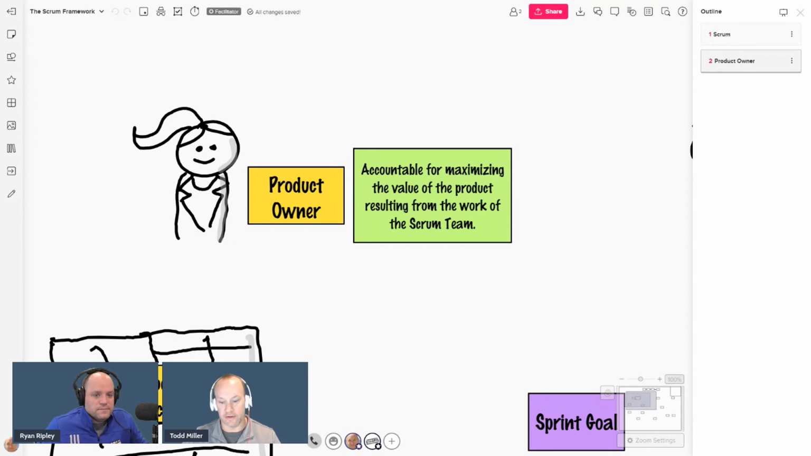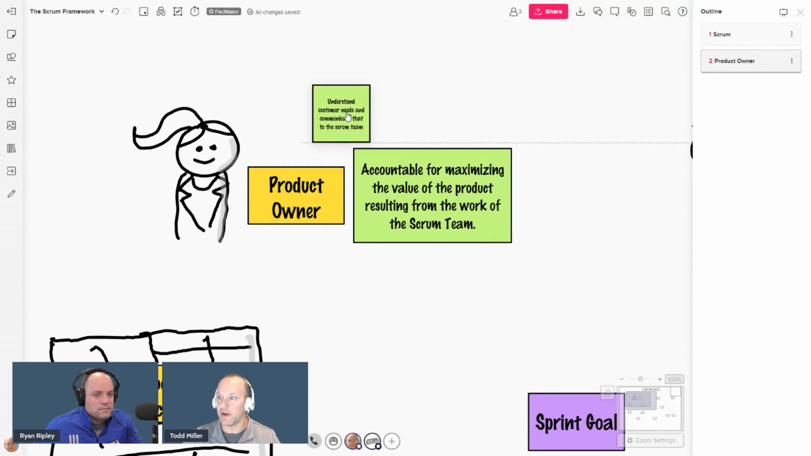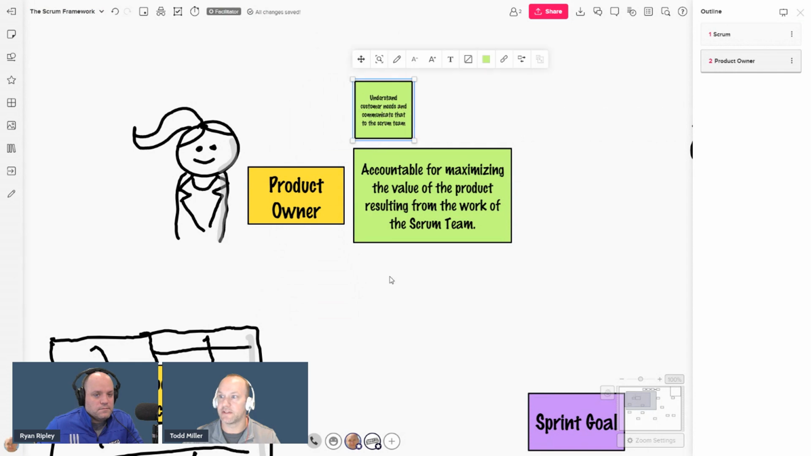Yeah, and in terms of value, I think one of the things that we talk about from a value perspective is that they are understanding what the customer needs are, and they communicate that to the Scrum team, right? So they're understanding customer needs, and they communicate those customer needs to the Scrum team. The product owner is thinking through the lens of the customer, right? Yeah, absolutely. I'm just putting this idea of value next to the product owner.